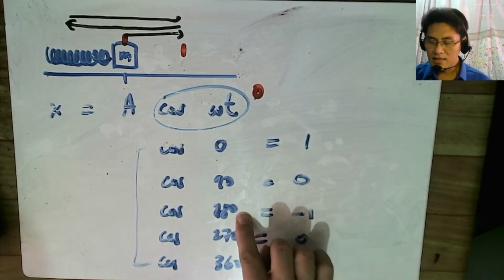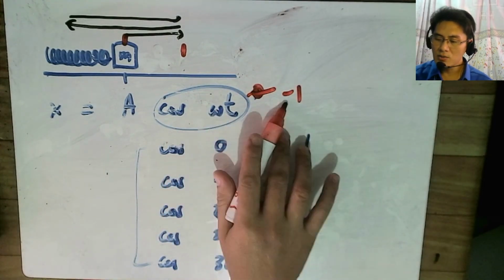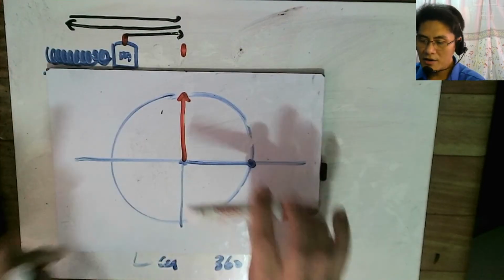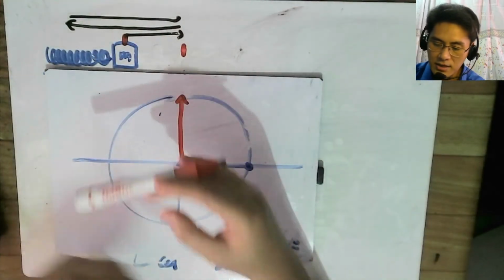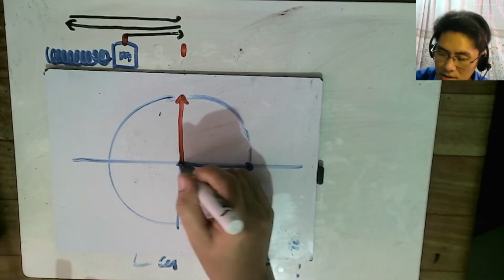If it is 180, it becomes negative 1. So this whole thing becomes negative 1. And guess what? Negative 1 times A becomes negative A. So therefore, remember, 180 is 90, 180. It's here. Let's use the black one for this one. This is 180.